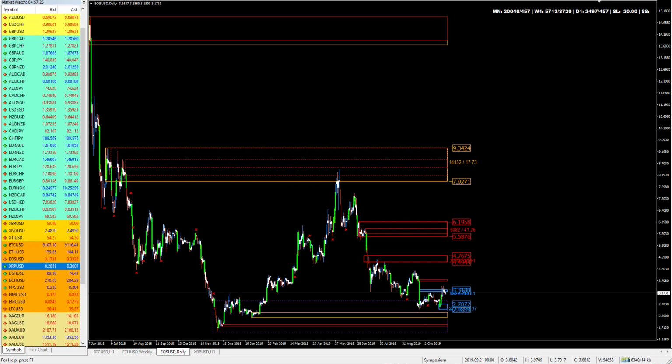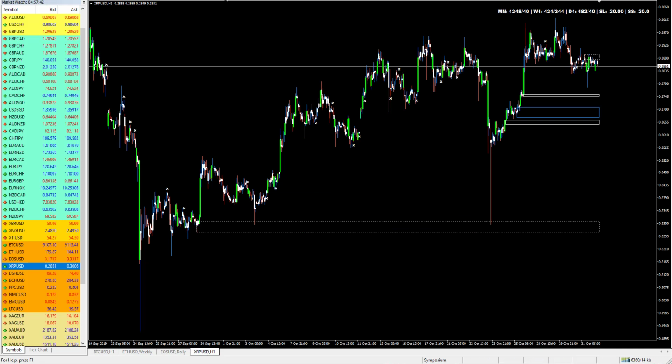Price poked through it, so we're really into the deep buy zone, and now we're kind of reacting. We have this high, this low, we have this low which is formed, and we're moving above this high, and so it looks like we're gonna see a squeeze higher to probably this area here. Okay, so that's what we have there. Let's look at XRP.